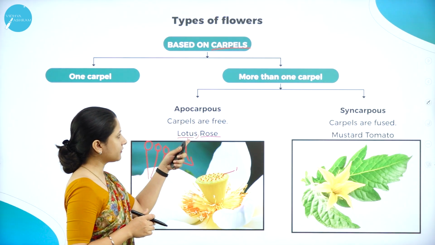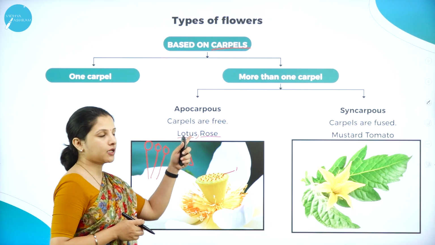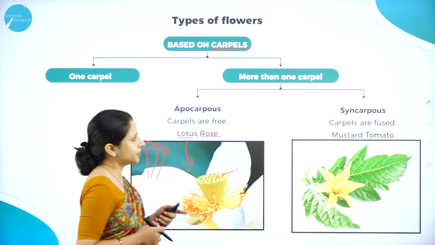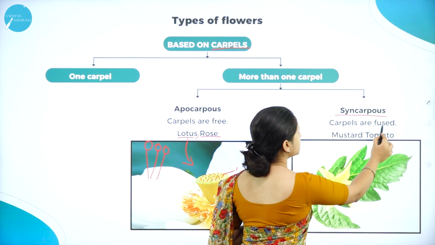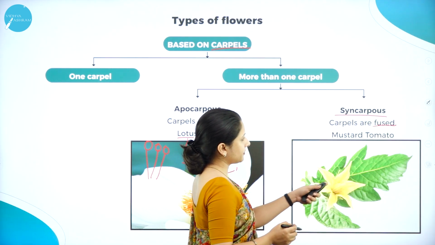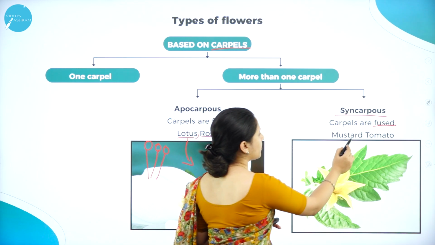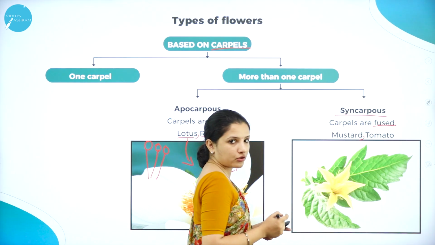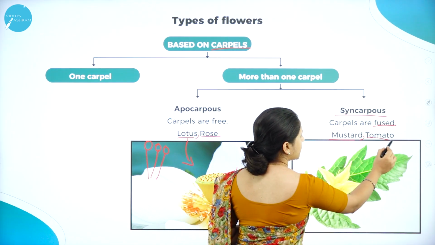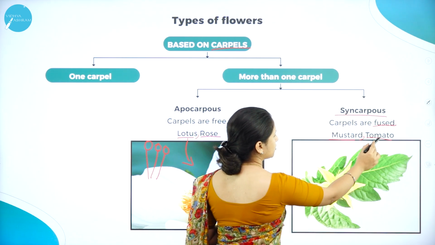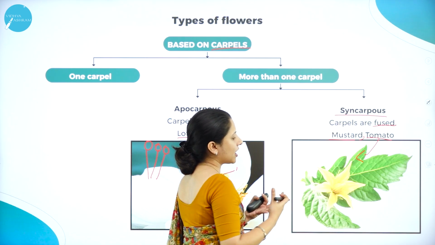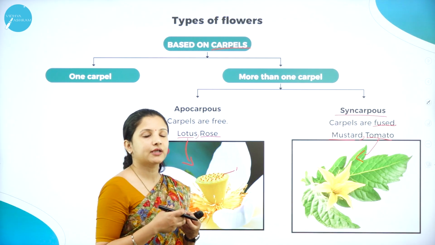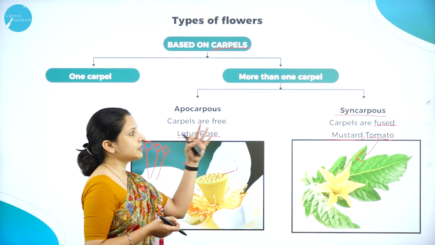So if the carpels are free, then it is apocarpous. One more is syncarpous. Here, if the carpels are fused, it is called syncarpous. The best example I've taken here is the tomato plant. Mustard and tomato are the two examples, but here I've taken the tomato. Can you see here? This is the carpel. All the carpels are fused together. That is why it is called syncarpous.